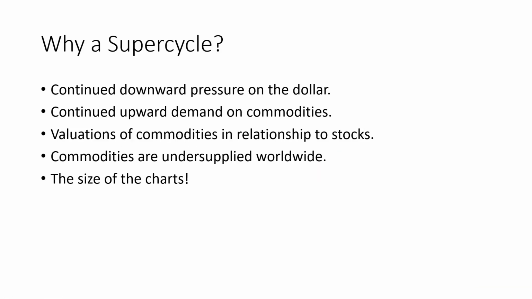Why a super cycle? It's continued downward pressure on the dollar is what I see for a very long period of time. Continued upward demand on commodities. Valuations of commodities in relationship to stocks is super cheap. And commodities are undersupplied worldwide for the majority of commodities. And again, I'm going to tie this back to the size of the charts.